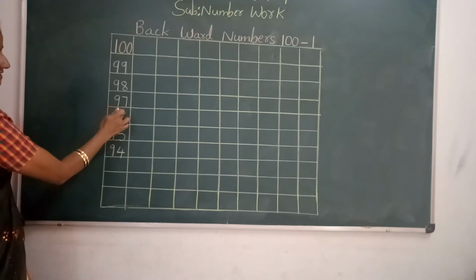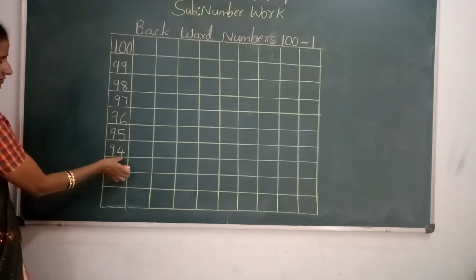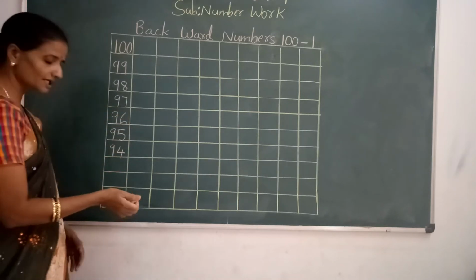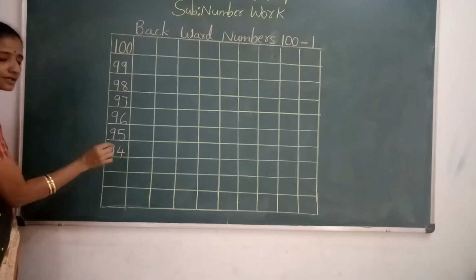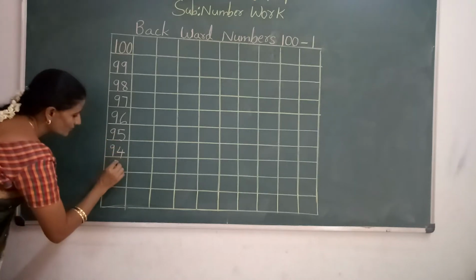99, 98, 97, 96, 95, 94. We have to touch the line and write, children. In this box, down line, we have to touch. 94.